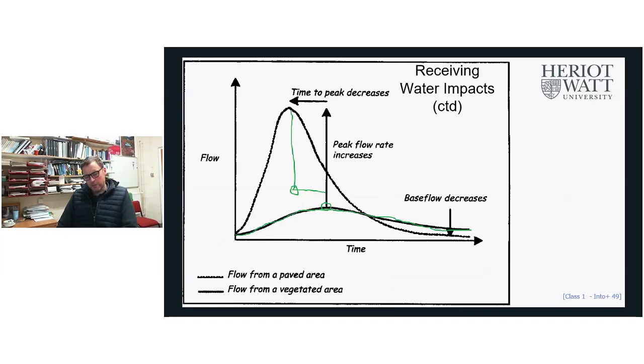So this isn't good. Whilst combined systems had their issues in terms of CSOs, with separate systems we get rid of the CSO water quality problem, but you do have the faster runoff getting into the river, and that bringing problems as well. And bearing in mind it's not pollutant free.